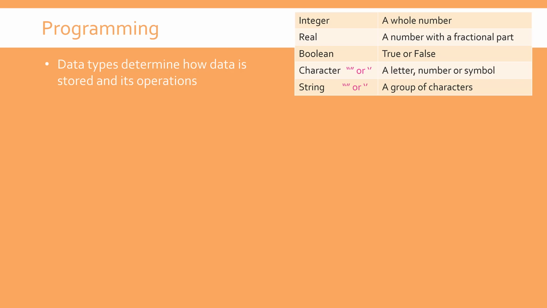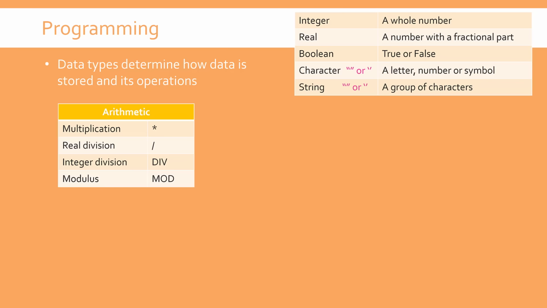So I won't comment on all of these. All I would say about characters and strings is we know it is a character or a string because they've got either single or double quotes around it. Here are, I would say, the most important arithmetic operators to memorize.